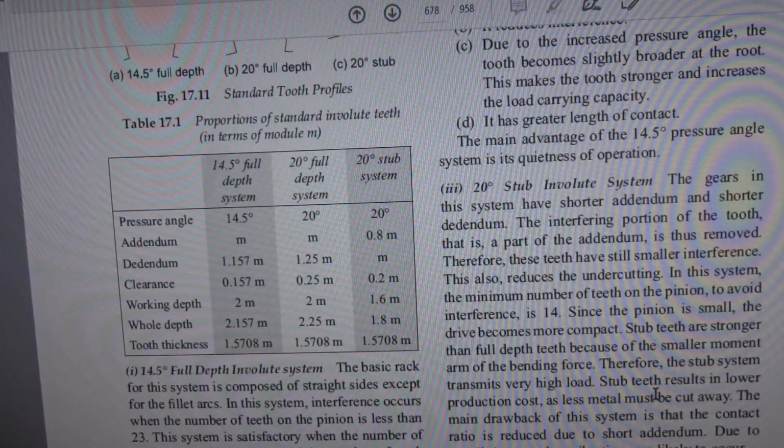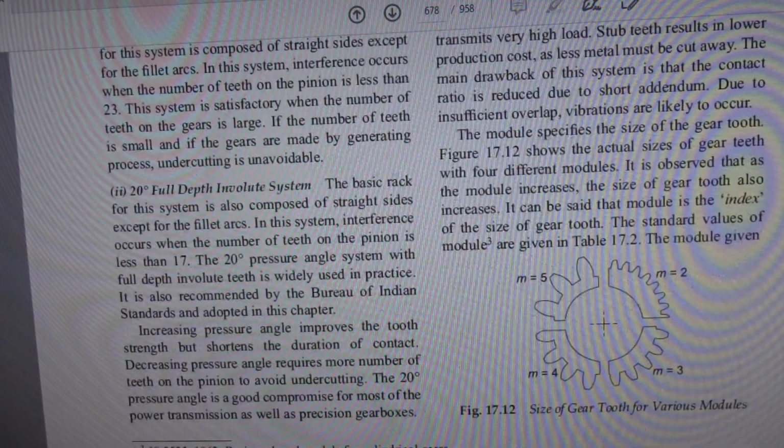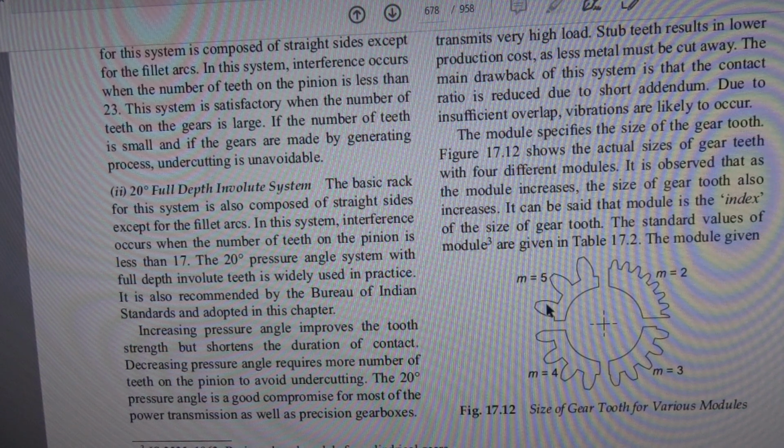Now, the other term, the module, I have already discussed. Module is defined as pitch circle diameter divided by number of teeth. Here, D is the same and the number of teeth changes. In this portion, suppose some number of teeth are given, 3 are visible. So in this case, module should be 5, because if number of teeth increases, module decreases.